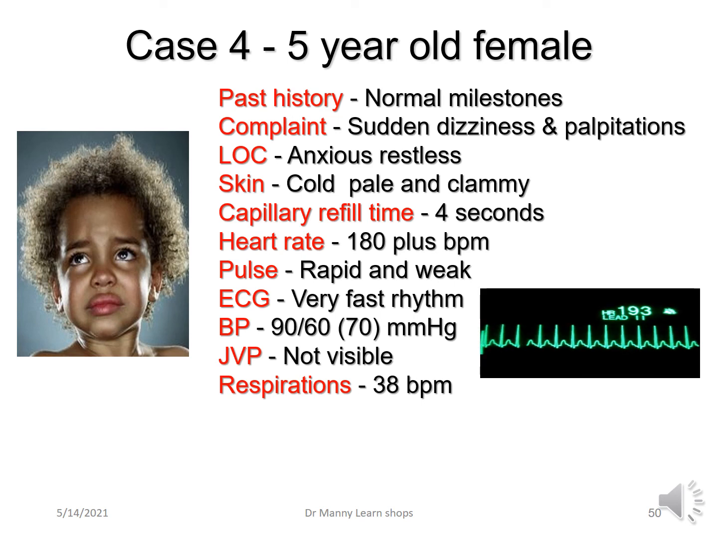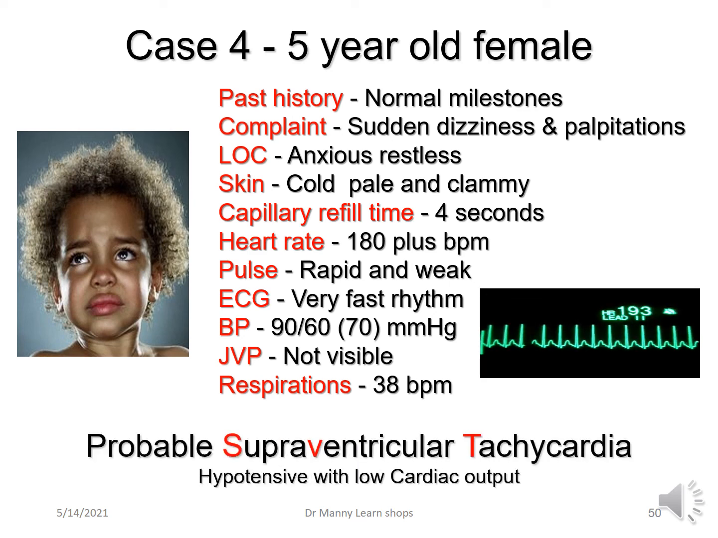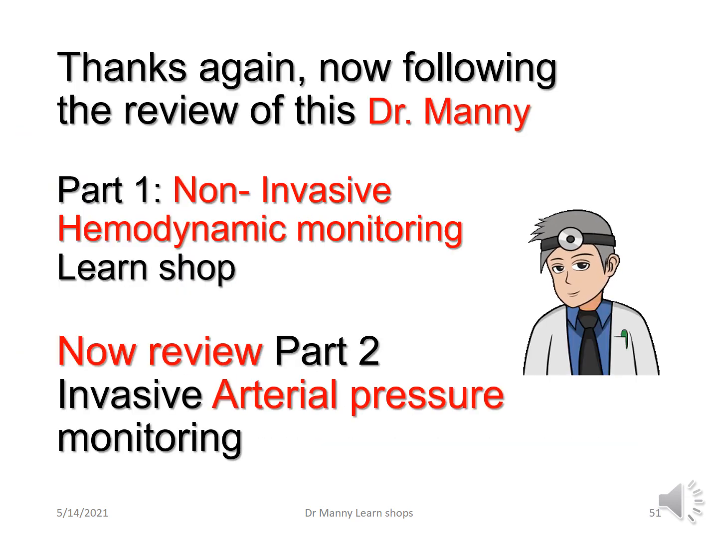What are these non-invasive hemodynamic parameters potentially telling us? Well, they're telling us that she probably has a supraventricular tachycardia because she's possibly hypotensive with a low cardiac output, even though the blood pressure is acceptable for her age group. So, that's the end of part 1, non-invasive hemodynamic monitoring.